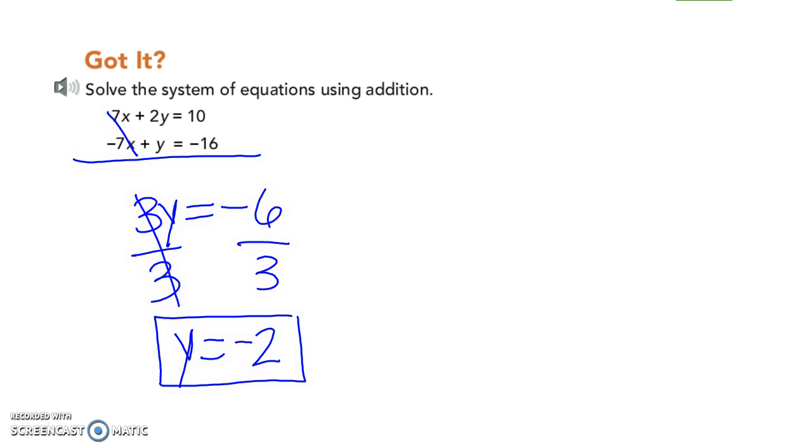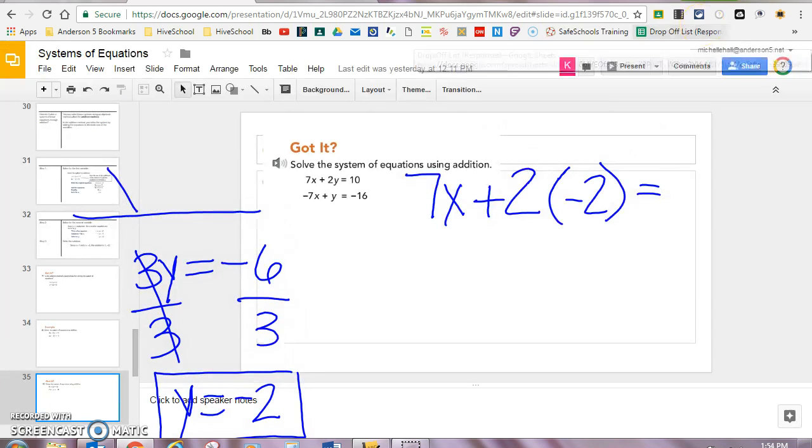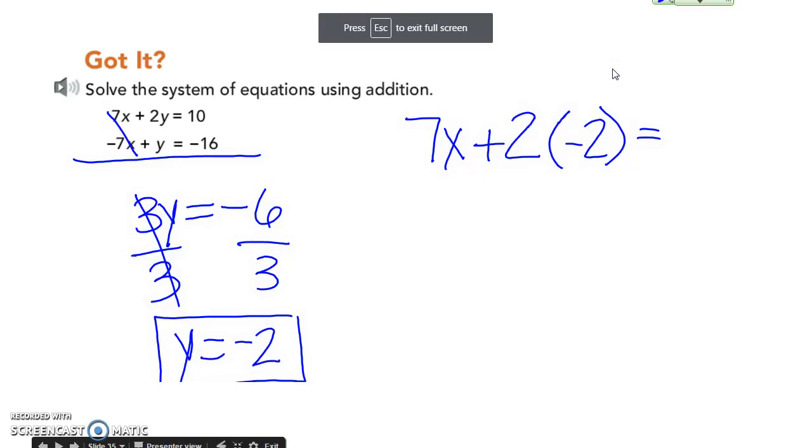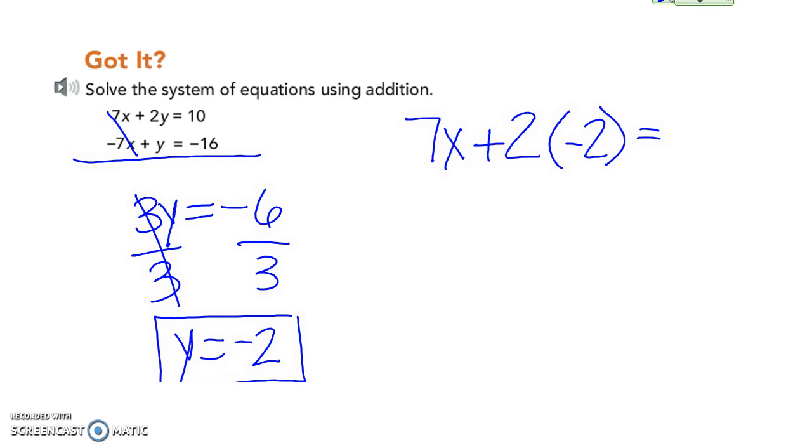Now we need to find what x would be. So I take my first equation. I could also do my second equation if I was feeling spicy. I don't know. And my board's not writing again. So that should say 10. So I've taken my y equals negative 2 and I've plugged it in for y.